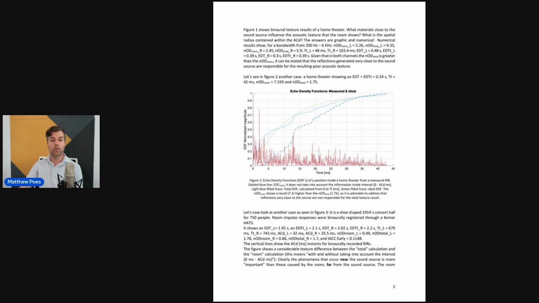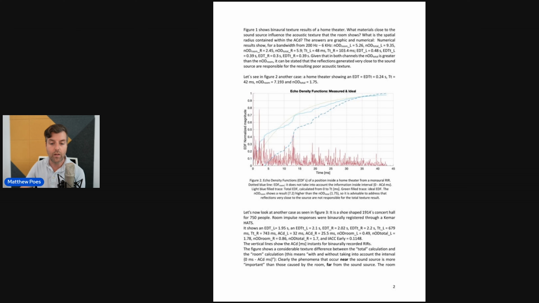So he shows values of rooms where, for instance, the normalized ordinal distance of the room is 7, but the total is 1.75. He says this from figure 2. And so if we go down and we look at the description of figure 2, he says echo density function of a position inside of a home theater from a monaural room impulse response, because you can do binaural too. And he shows the different lines. It does not take into account the information inside the interval.